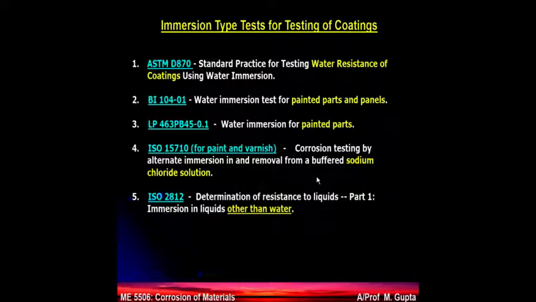These are some of the standards which you do not have to remember. It is only for your reference, which are used for understanding the water resistance of the coating, as in number 1, painted parts and panels. Number 3 is for painted parts. Number 4 is for sodium chloride solution, and number 5 is for resistance to immersion in liquids other than water. So basically, for different kinds of situations, you will have different standards. So that is where you have to see which standard suits your requirement, and you have to choose that.